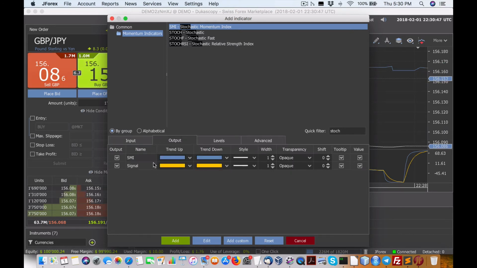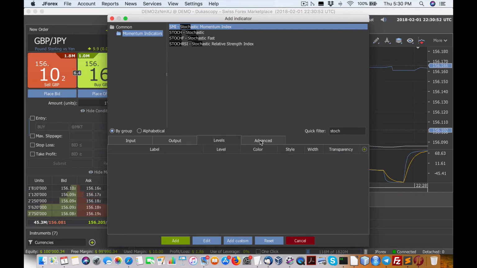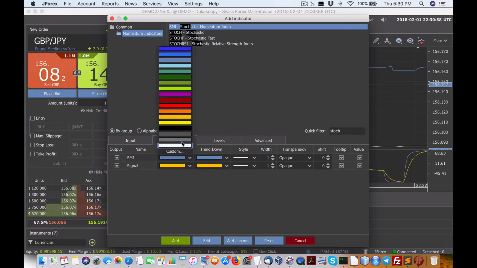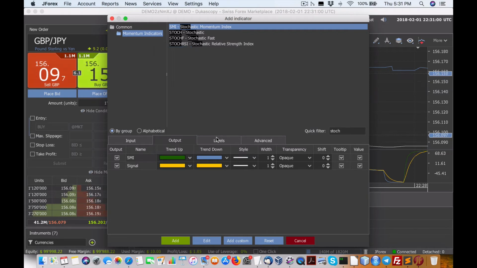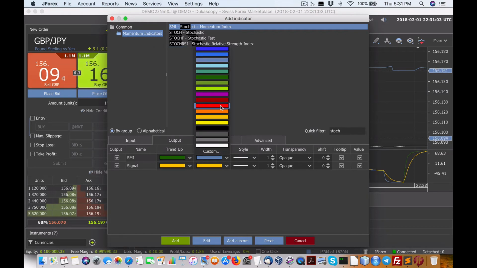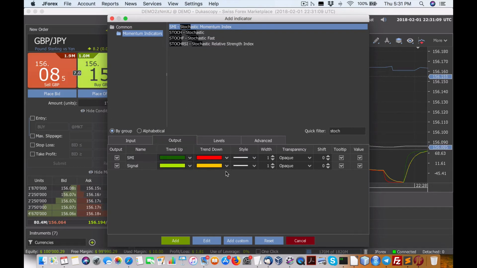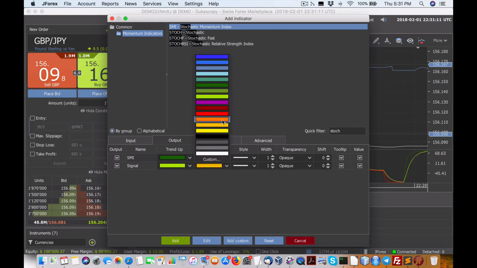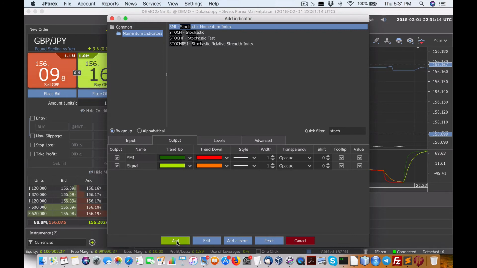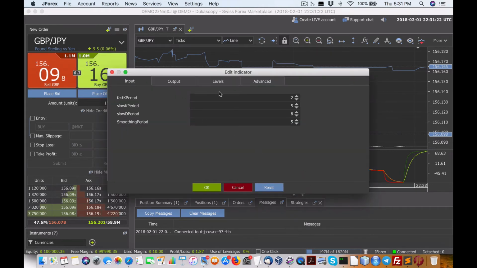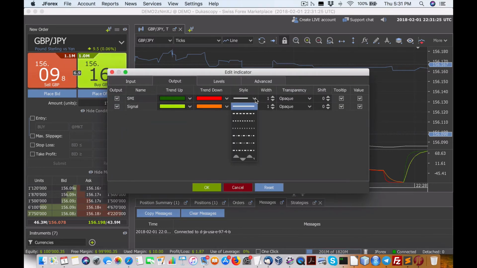So we have here signal, up and down, levels, advanced. Okay, on the output, I like to put, let's do this. Okay, we have a dark line with a dark red. Then here we will do a light green and an orange. Yeah, we'll accept that. Add it. Let's see what happens. Oh, I'm going to edit that and just change the style to this guy.